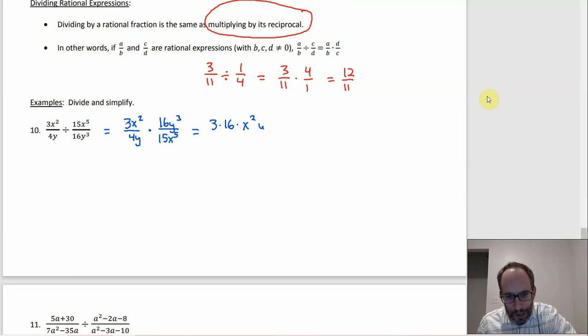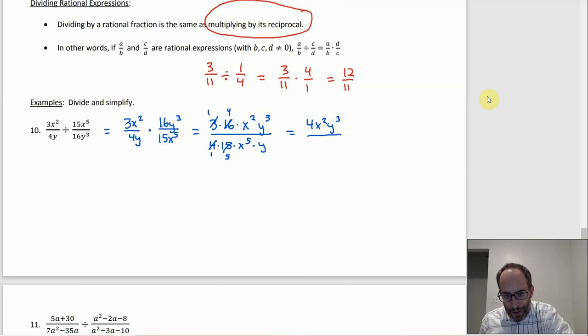I'm going to write this as one giant rational expression, but I'm going to rearrange the order, which you can do if you're multiplying, right? Any order you want. So 4 times 15 times x to the fifth times y. All right, and then we can see what we can cancel. Well, 4 goes into 16 4 times, and then 3 goes into 15 5 times. So what we're going to end up with now is 4x squared y cubed over 5x to the fifth y.